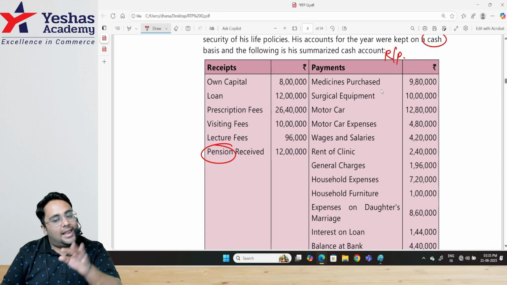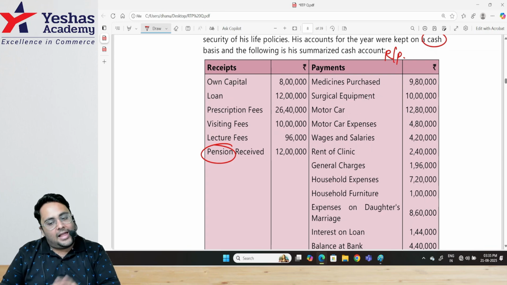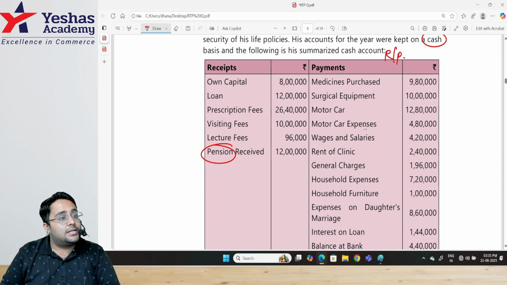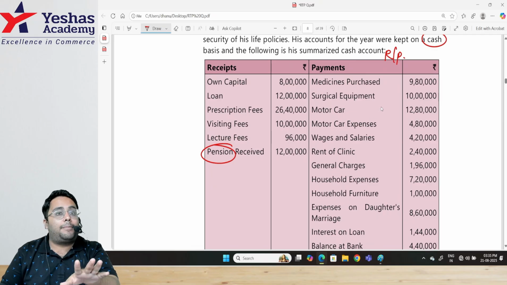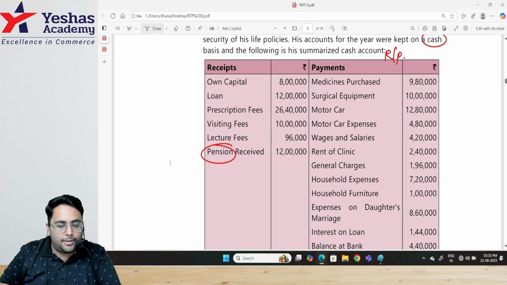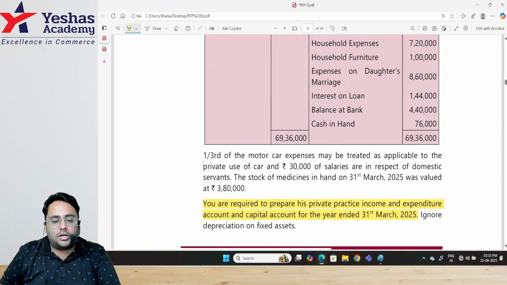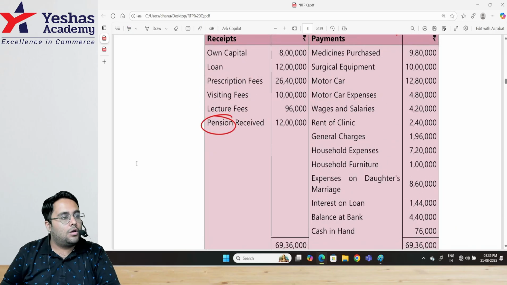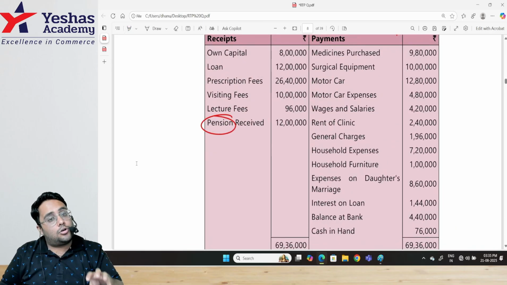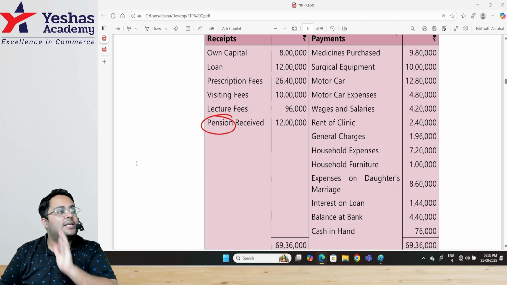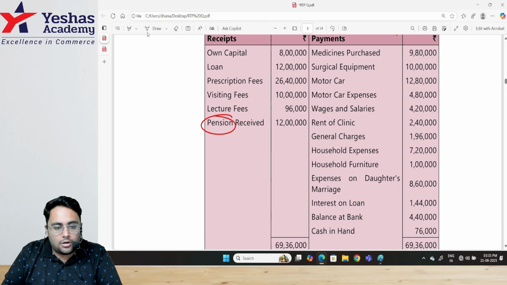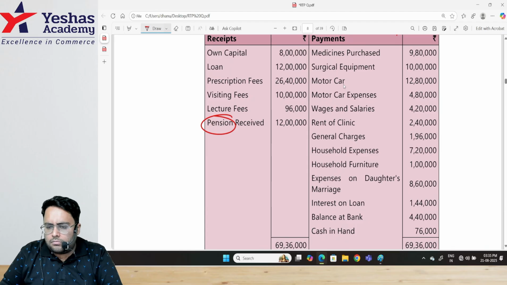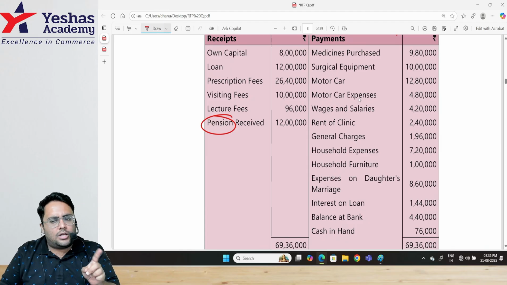Surgical equipment, balance sheet. Motor car, balance sheet. Motor car expenses, income and expenditure account, debit side. But if I read below, 1/3 of the motor car may be treated as applicable for private use of the car. Whatever expenses are there, what will you do? 1/3 take as drawings, 2/3 take as income and expenditure account. I told that for motor car expenses, motor car is in balance sheet.